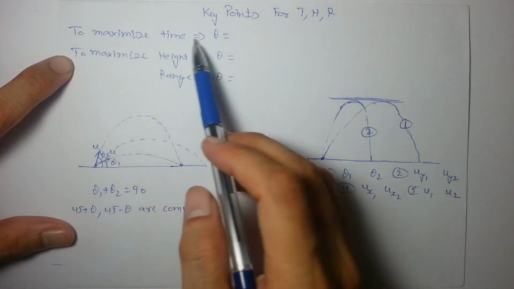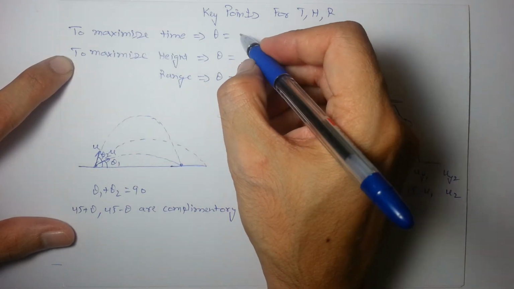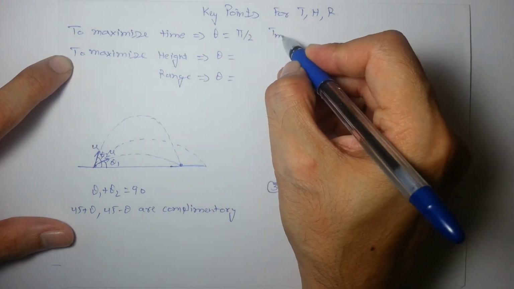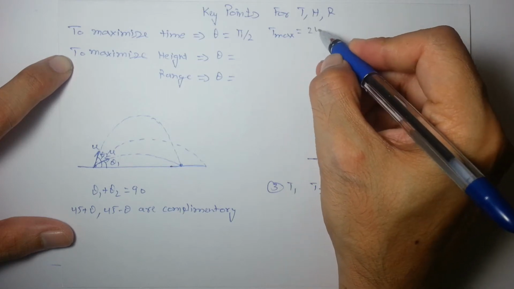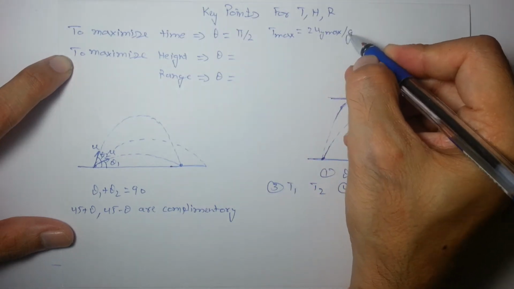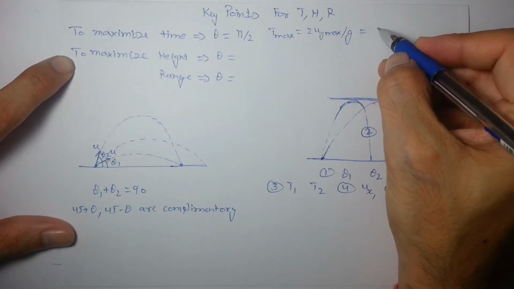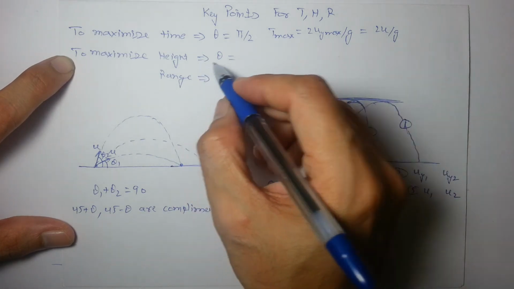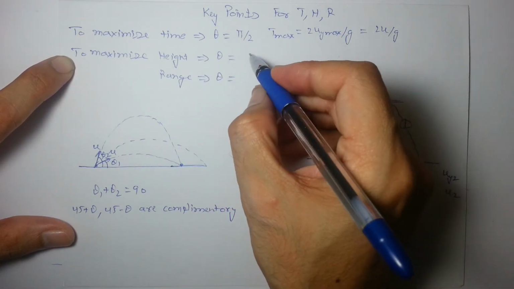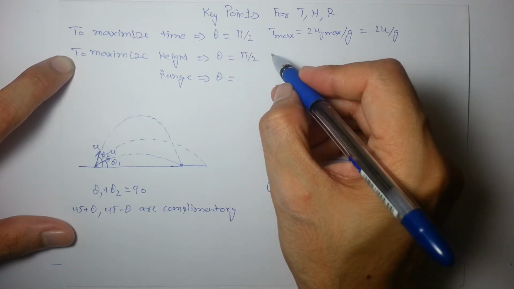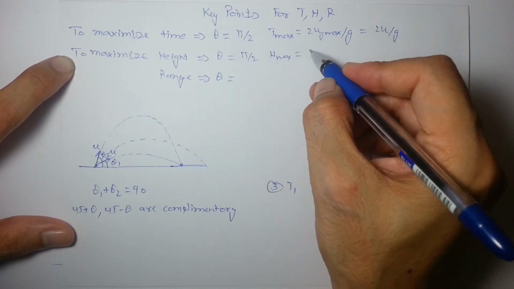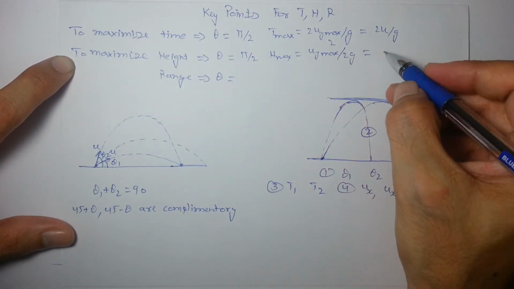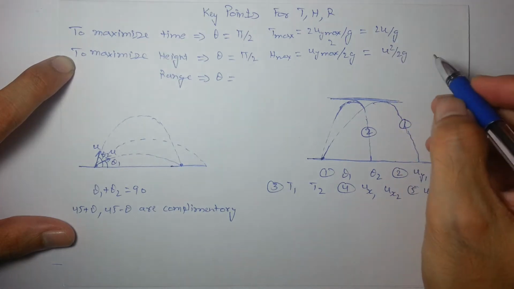Okay, to maximize time, uy should be maximum, and uy will be maximum when theta is pi by 2. So T max is nothing but 2 uy max by g. Uy max is simply u when it is thrown in upward direction. Again, to maximize height, we should maximize uy, so theta should be pi by 2, and h max is uy max square by 2g, so it will be u square by 2g is the maximum height possible.